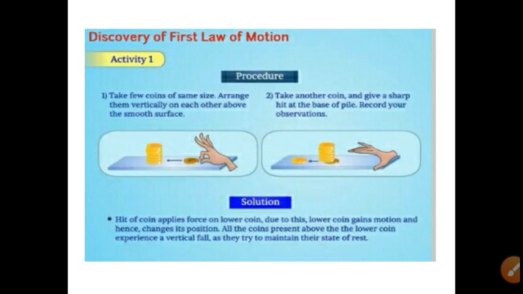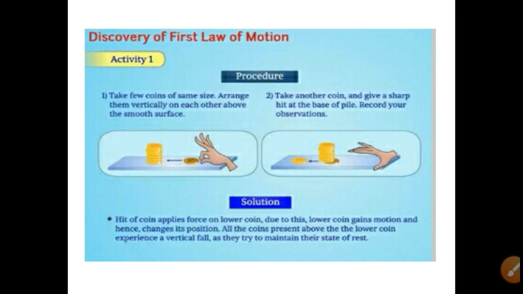Then this is the first activity. Take a few coins of the same size, arrange them vertically on each other above a smooth surface. Take another coin and give a sharp hit at the base of the pile. Record your observations. What can you see there? Yes, you can see only the coin at the bottom of the pile is thrown away and all other coins in the pile fall vertically down without getting scattered. Am I right? Yes. Why does it happen like this?